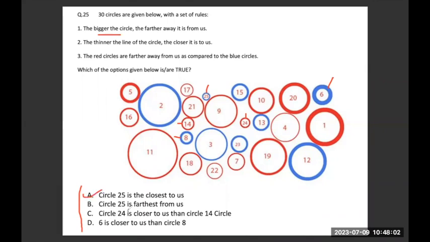The next part, 25 is farthest. If A is correct, option B is wrong, straight away, because they are opposite. 25 is closest, 25 is farthest. I've already established 25 is closest, so option B is wrong.